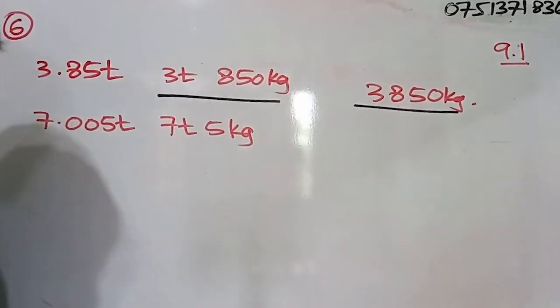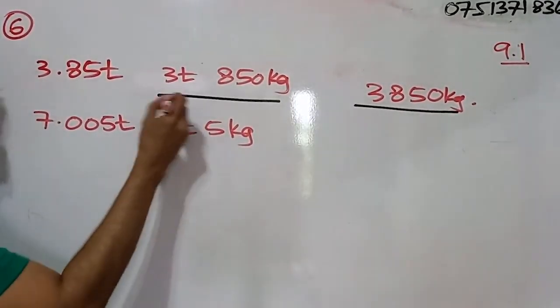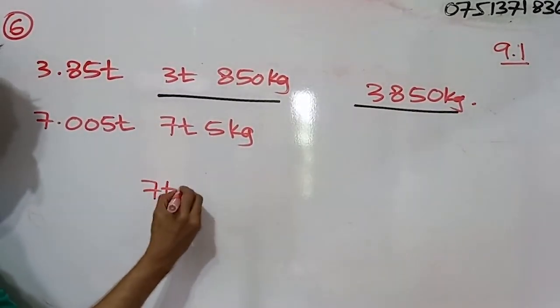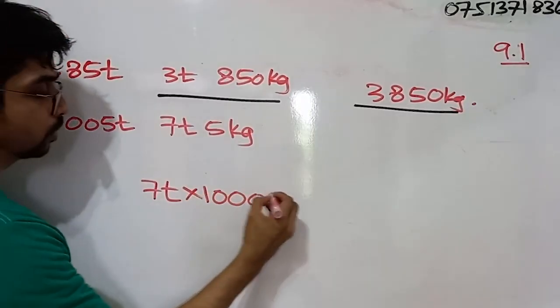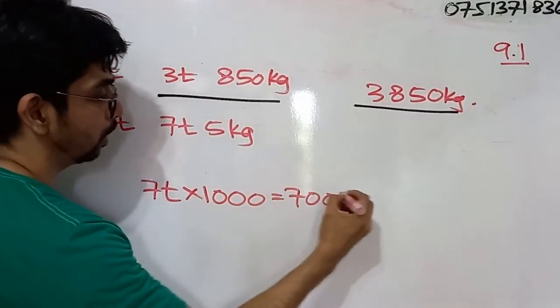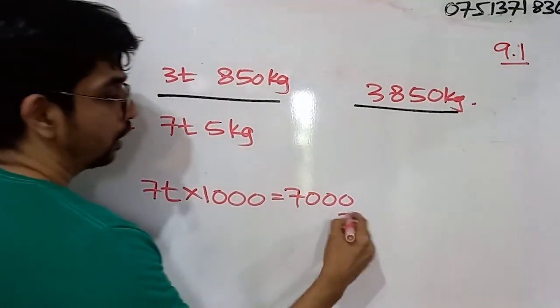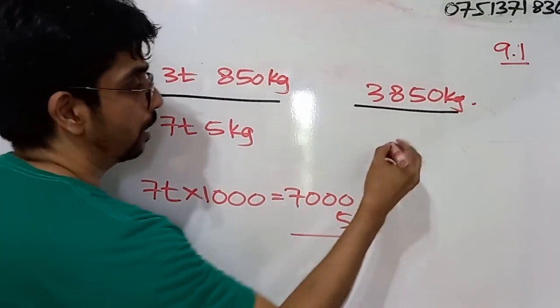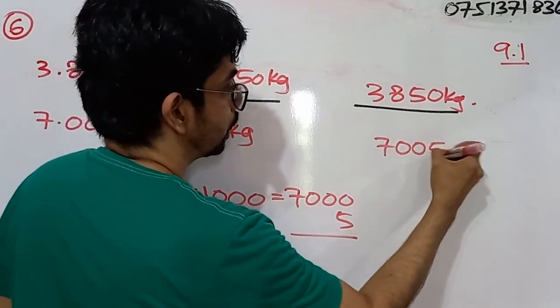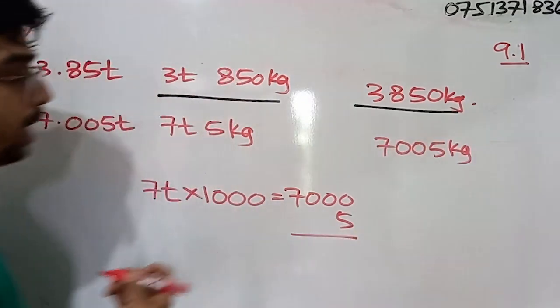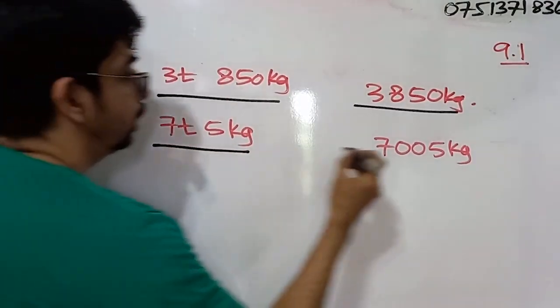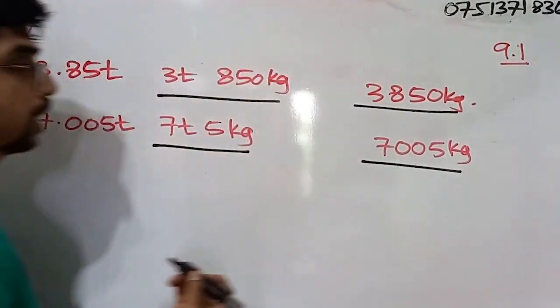Then the next thing is what? Convert the entire amount into kilograms. So 7 tons. We have to multiply that by 1000. So this becomes 7000. To that we have to add a 5. So what happens? 7005 kilograms. So that is the answer. So these are the ones that they are asking us to fill.